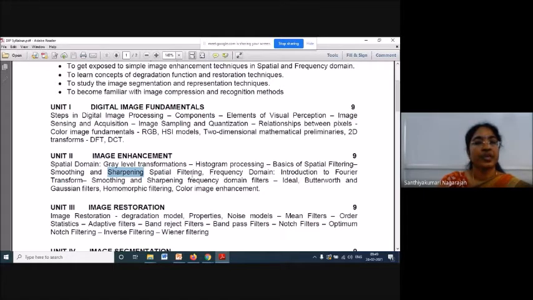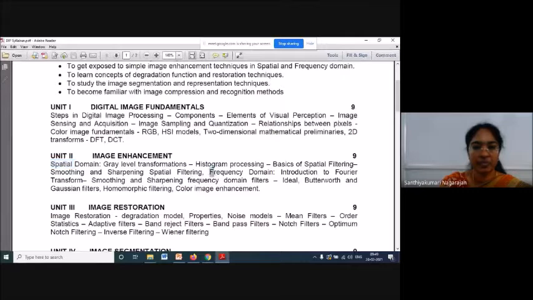Okay, then you're going to enhance the images in the frequency domain. You might already have come across the analysis of a signal in the frequency domain with the help of the Fourier transform, Butterworth filters, and other Gaussian filters. Once we enter into the actual introduction, I will tell you what spatial actually is.